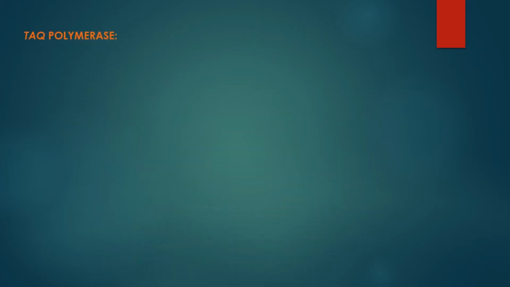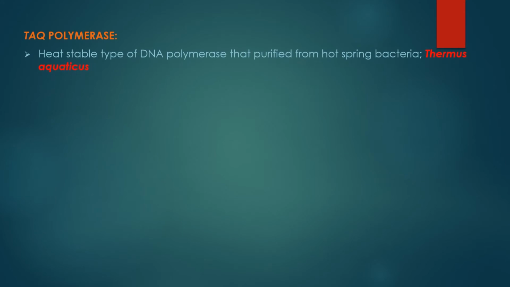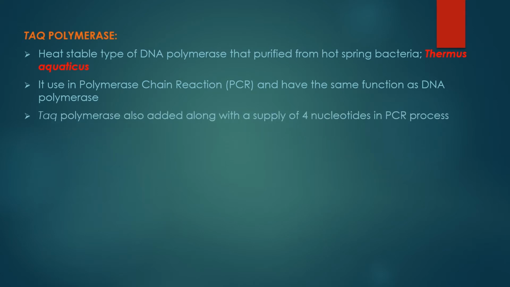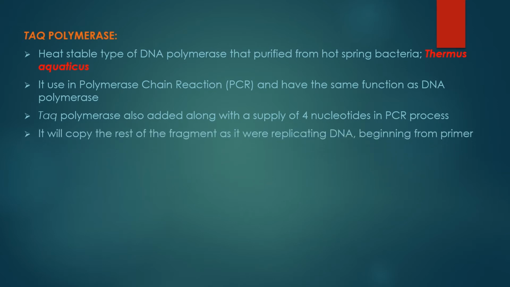The second one is Taq polymerase. Taq polymerase is a heat-stable type of DNA polymerase that is purified from hot spring bacteria, which is Thermus aquaticus. It is used in polymerase chain reaction, which is PCR, and has the same function as DNA polymerase. Taq polymerase also acts along with a supply of 4 nucleotides in the PCR process. It will copy the rest of the fragment as it replicates DNA beginning from the primer.